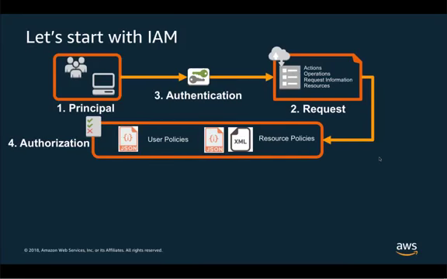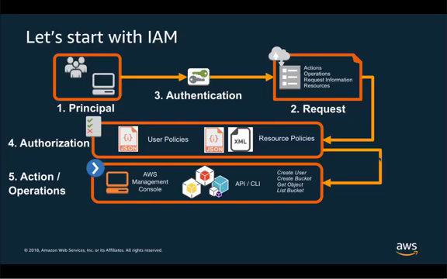Next comes authorization. During authorization, AWS uses values from the request context to check for policies that apply to the request. It then uses the policies to determine whether to allow or deny that request.